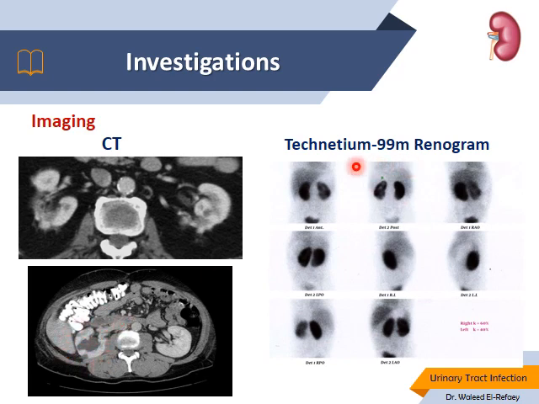And this image of technetium renal scan or technetium renogram evaluates the split renal function of each kidney and gives us a result of the glomerular filtration rate of each kidney. Here in this picture, the right kidney is 60% and the left kidney is 40%.